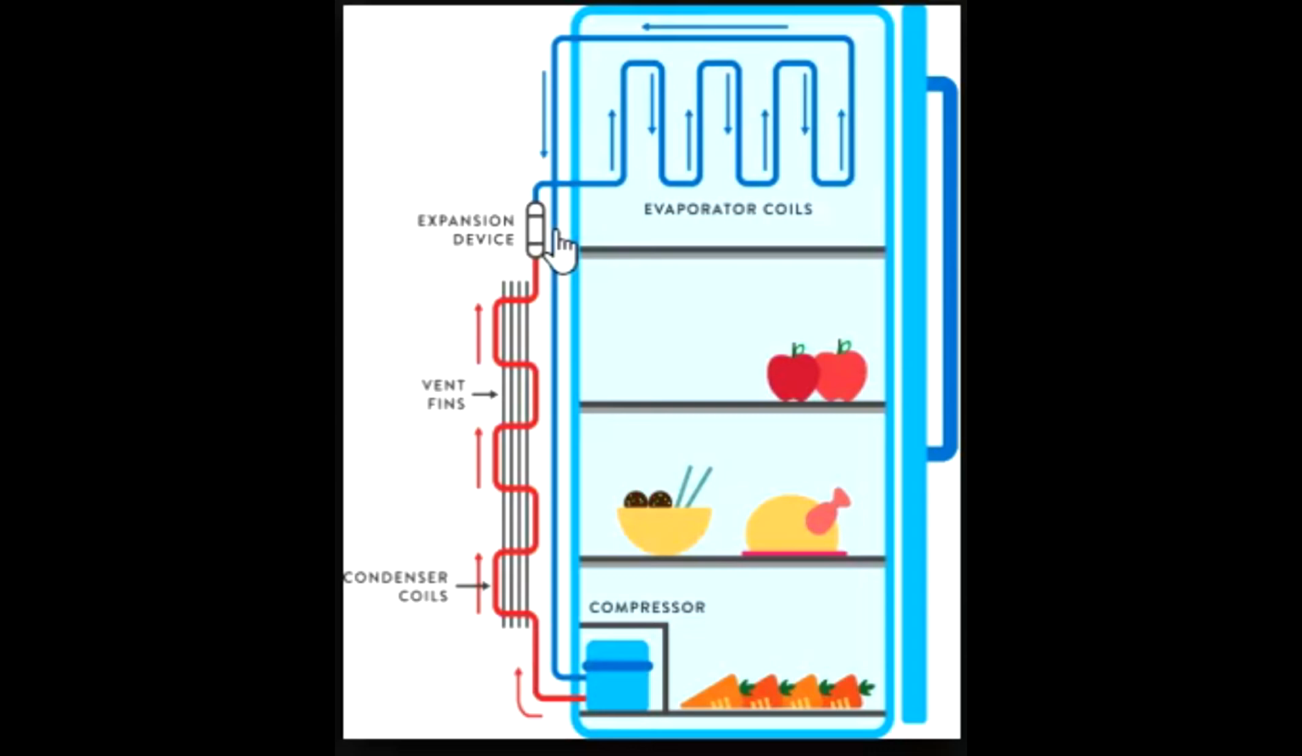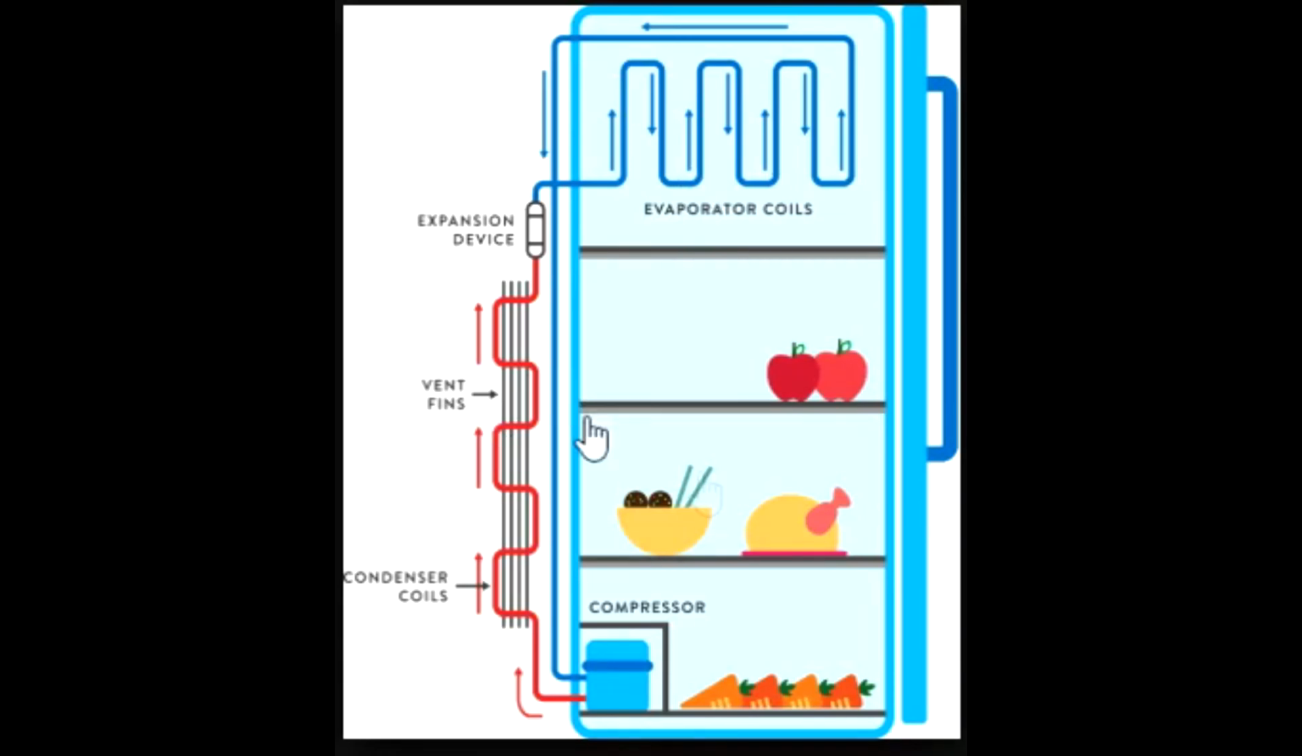And then you have this expansion device which does the exact opposite of this compressor. So what it does is it expands the gas, reducing its temperature and therefore condensing it back into a liquid, and then it starts all over again. It's all over here again.